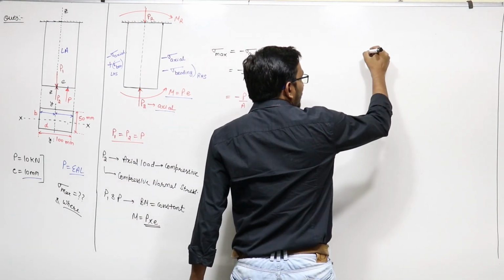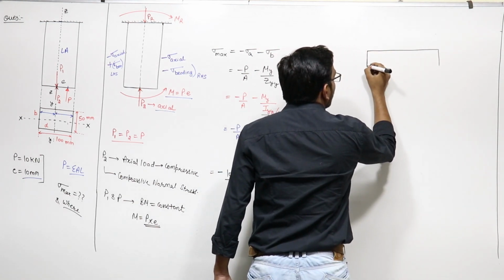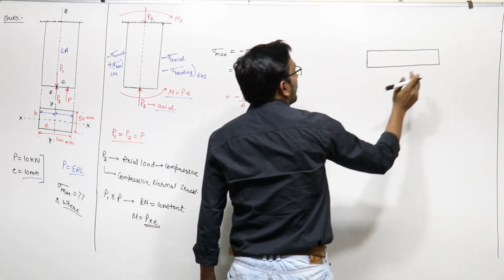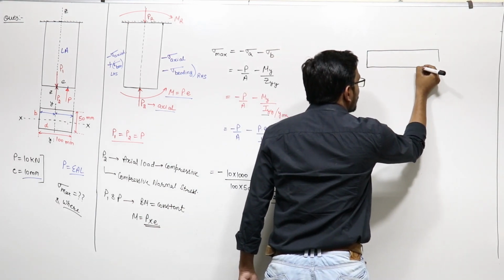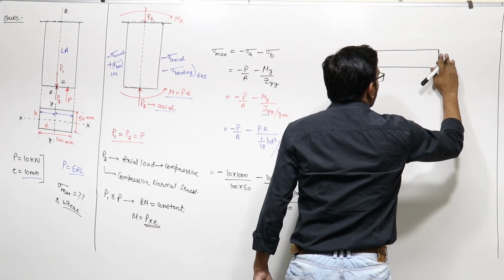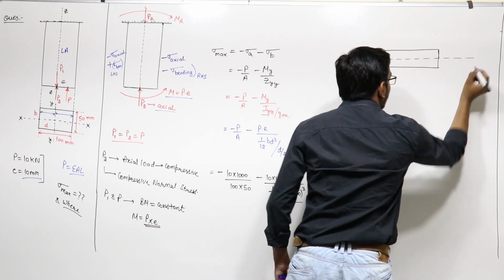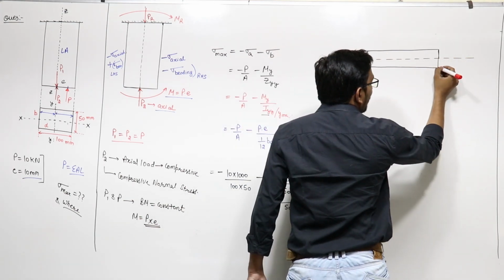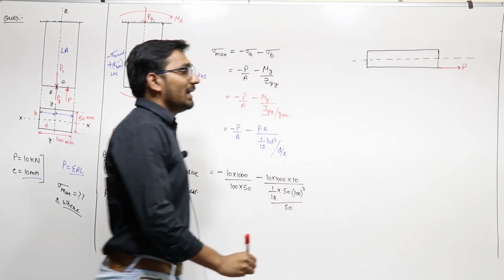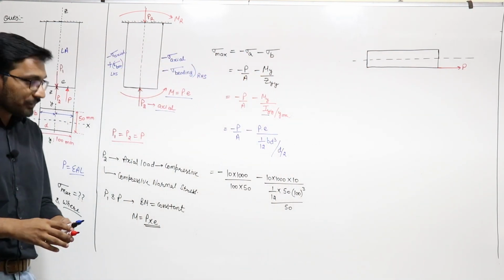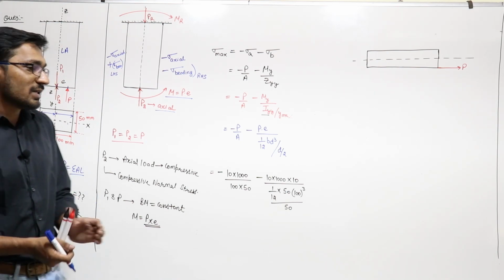Suppose you have a case like this. Just for the shortcuts, I am telling you how to remember things and how to make questions fast. Suppose this is a bar, this is a longitudinal axis. If I apply a tensile load P here, this is an eccentric axial load. You know how to solve this.